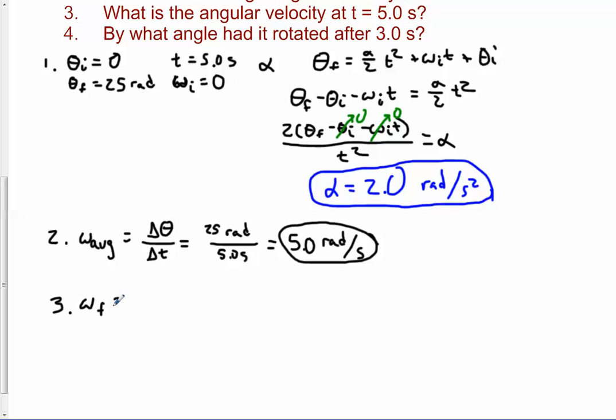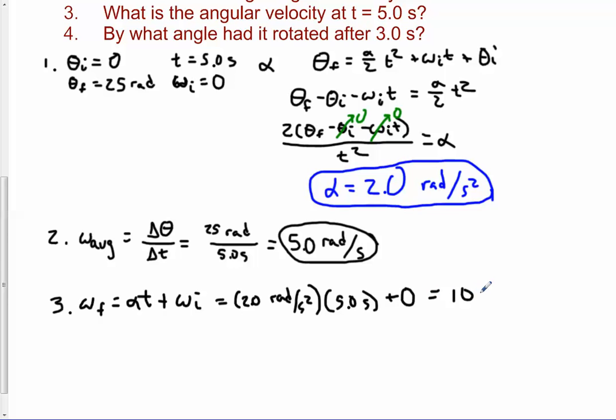So omega f equals alpha t plus omega I. It's already solved for omega f. I just plug in my numbers, 2.0 radians per second squared, answer from number 1, times 5 seconds, plus 0. So looks like 10 radians per second. That makes sense. It starts at 0, it ends at 10 radians per second, and its average was 5 radians per second. And that makes sense because it's accelerating steadily.